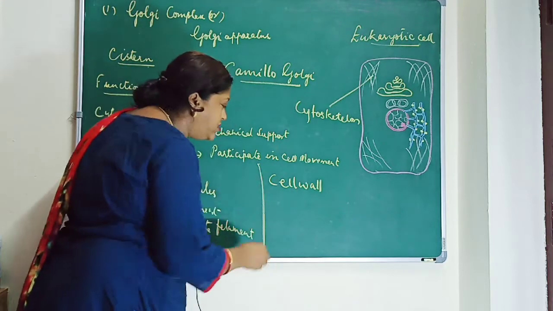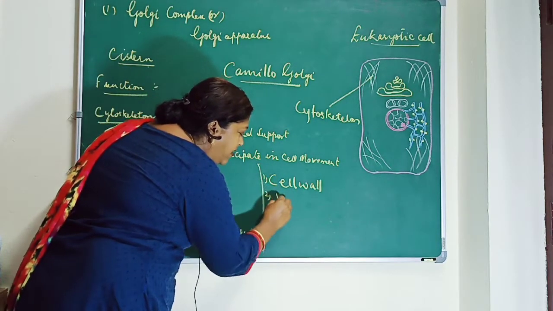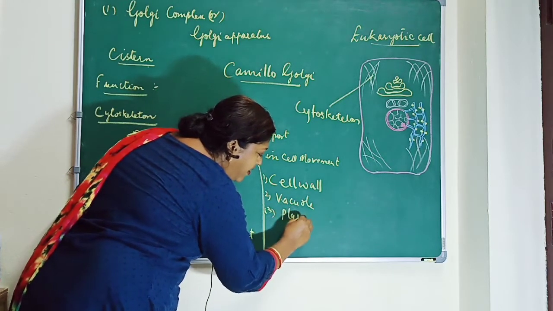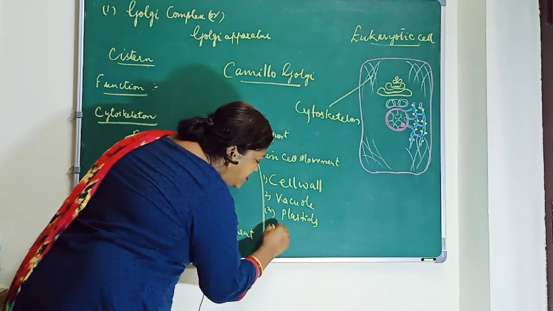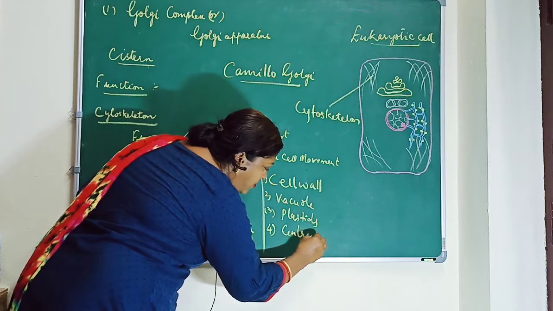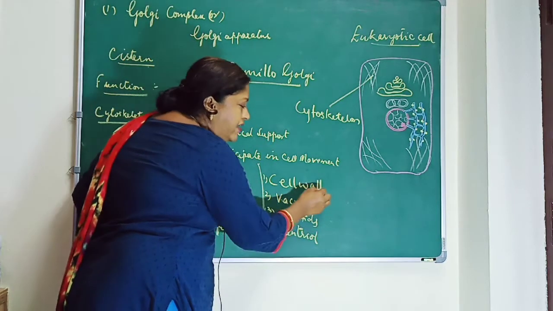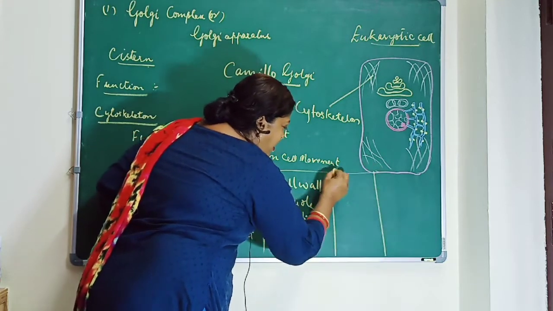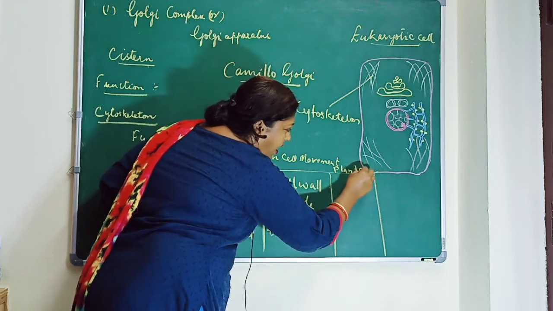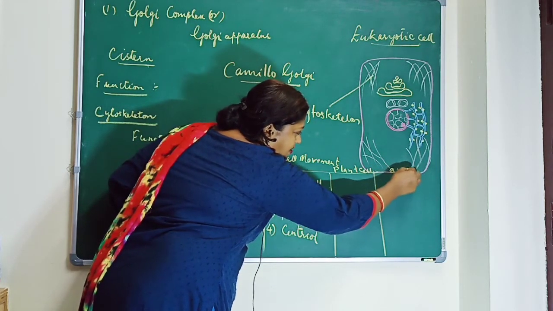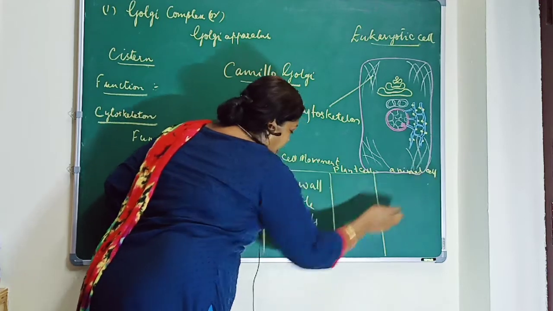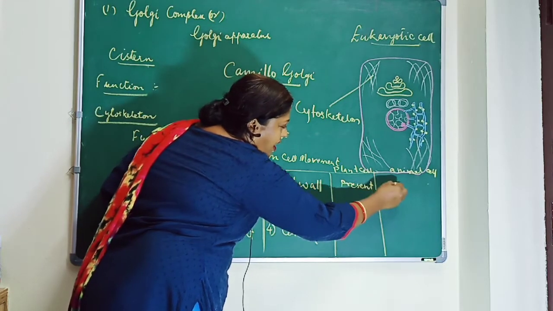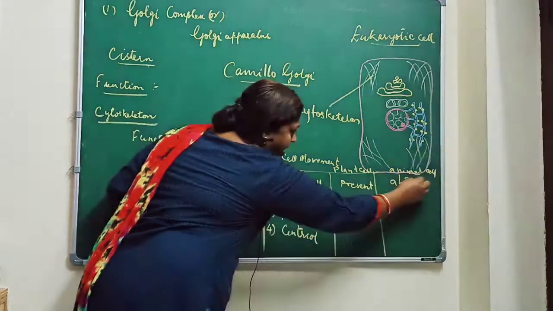So what are the four organelles? Cell wall, second is vacuole, third is plastids, and fourth is centriole. Make a column like this, then it will be easy for you. This is plant cell, and this is animal cell. Make columns like this, and then the cell wall is present in the plant cell and absent in the animal cell.